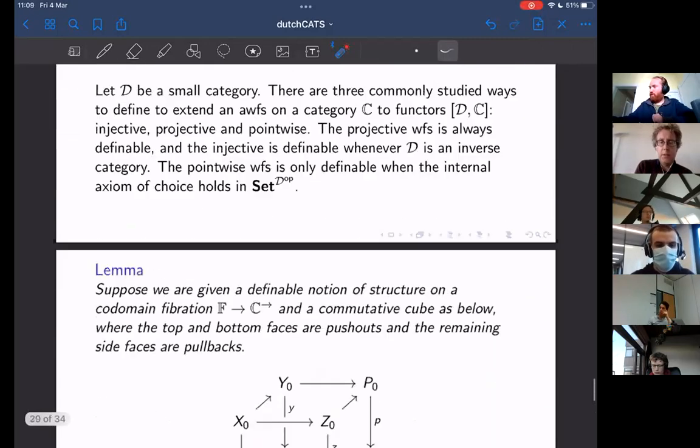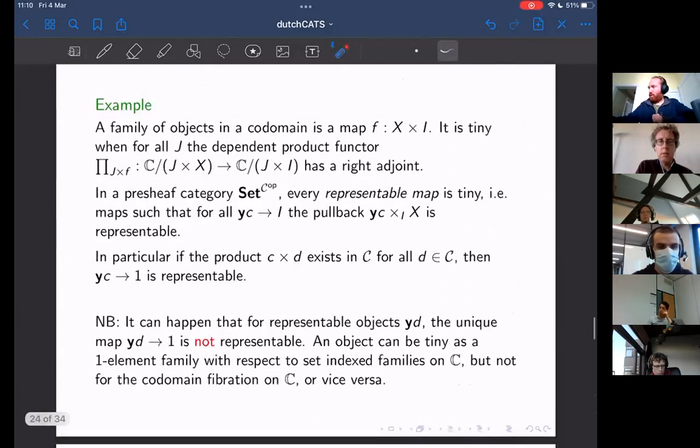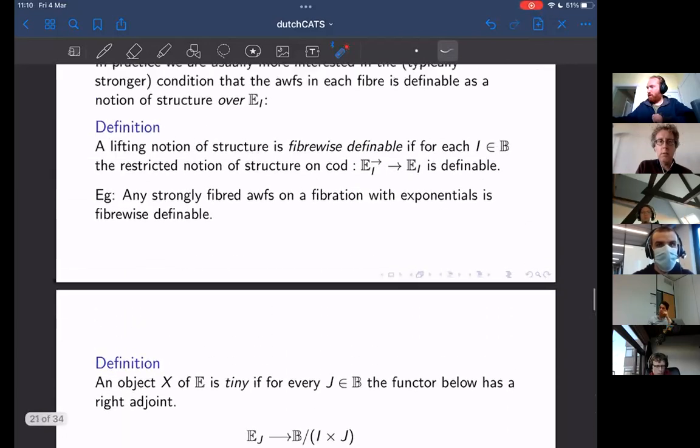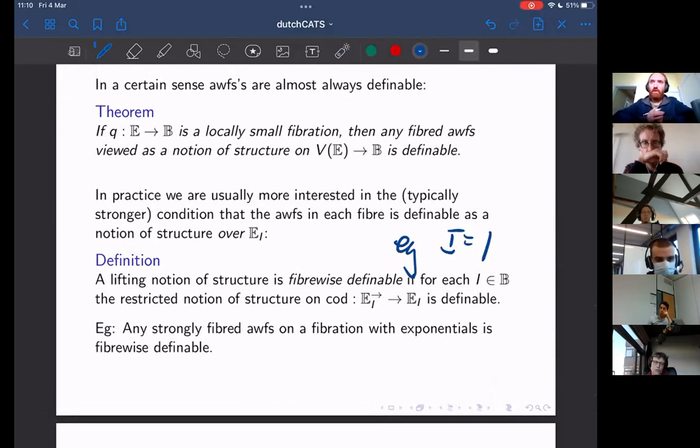Okay, where did I define it? So as a special case of this, we can take I to be equal to 1. This is what we're really interested in: the original algebraic weak factorization system that we're actually going to use in type theory. It just happens that if we're doing this for the terminal fiber, we might as well do it for the other fibers as well. It turns out not to matter so much.